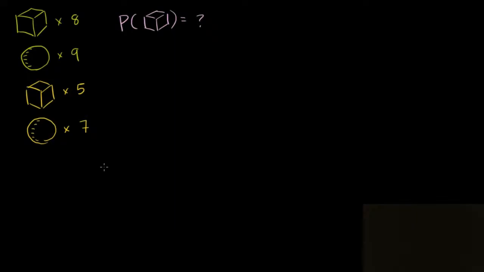Well, to think about that, this is one way to think about it: what are all of the equally likely possibilities that might pop out of the bag? Well, we have 8 plus 9 is 17. 17 plus 5 is 22. 22 plus 7 is 29. So we have 29 objects. There are 29 objects in the bag. Did I do that right? Yep, 29 objects.